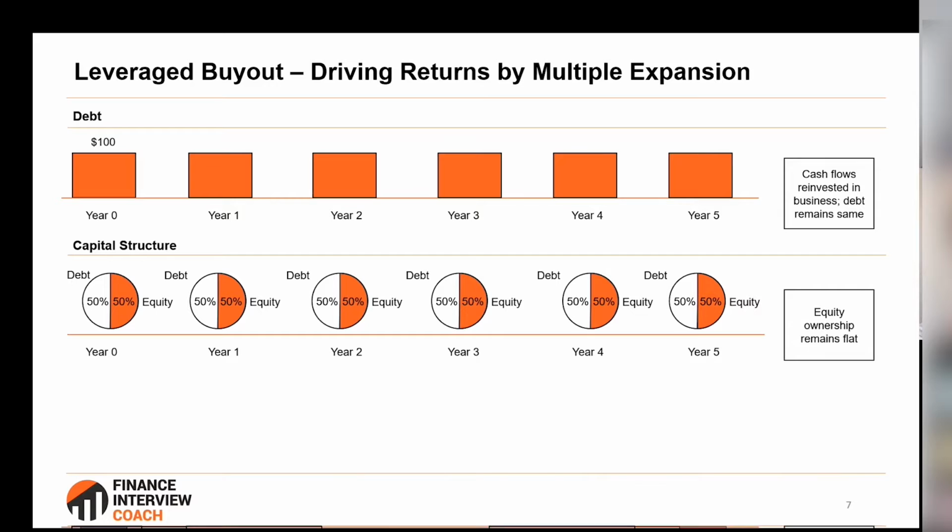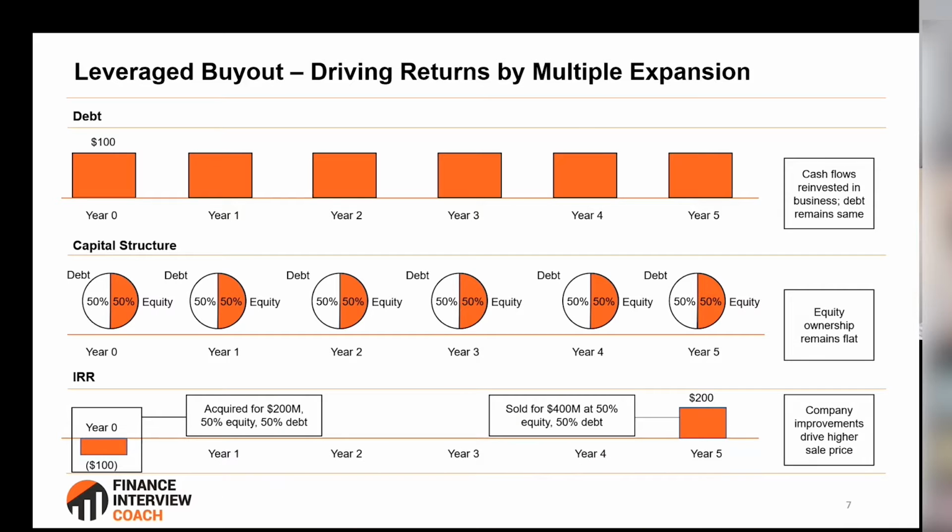Okay, what about multiple expansion? That's the third mathematical way. If somebody asks you, what are the 10 ways to increase IRR? You can literally say anything. You'd be like, I don't know, cut costs, grow into a new market, whatever, do a dividend recap. But when people ask, what are the three most important mathematical drivers of IRR? These are the three, right? Paying off debt, increasing EBITDA, and the third one here is multiple expansion.